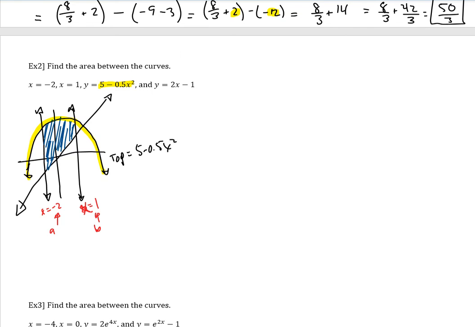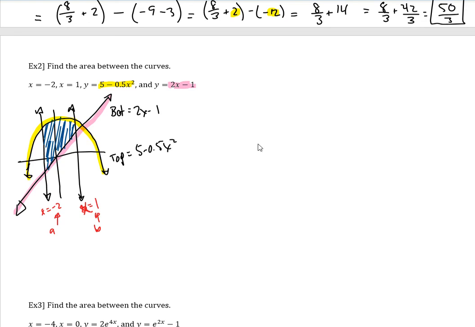And then we have our bottom function. Let's highlight it in the pink. Ooh, let's try that one more time. Oh, no. All right, let's fix that. That was a good line. Okay, let's try pink again. There. Okay, so we can see the pink is the bottom one in this case. And so let's label that. So the bottom equals 2x minus 1.